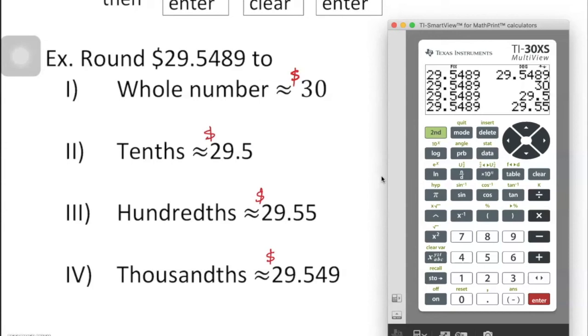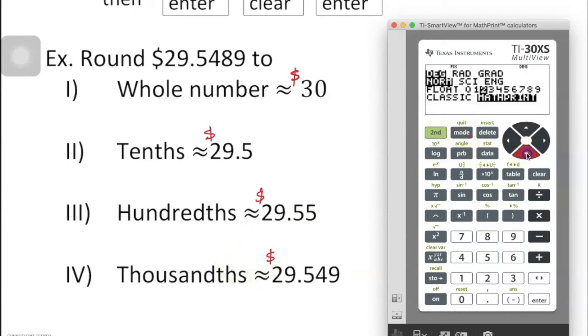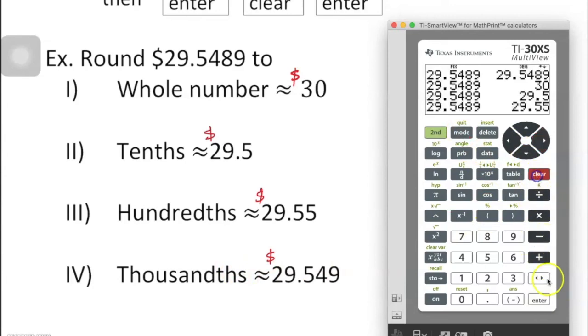Okay, now I'm looking for the 1000th place. So how do you do that? Go to mode and of course go to float and enter, clear, enter. As you see, 29.549, $29,549,000. That's how we read it actually. Well, this calculator is rounding for you actually.